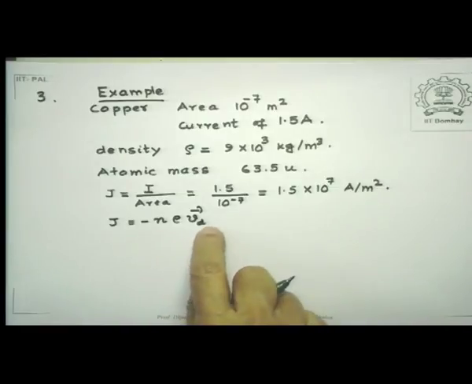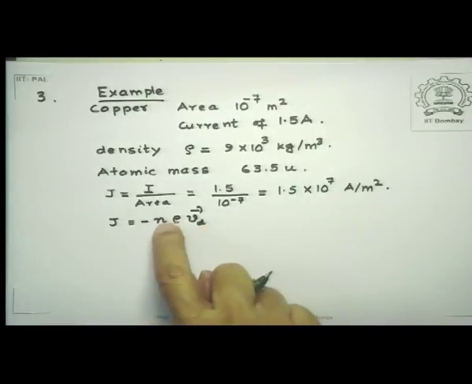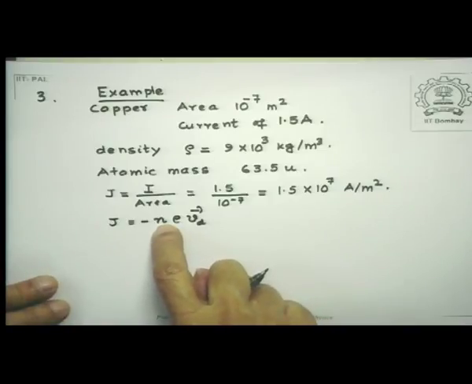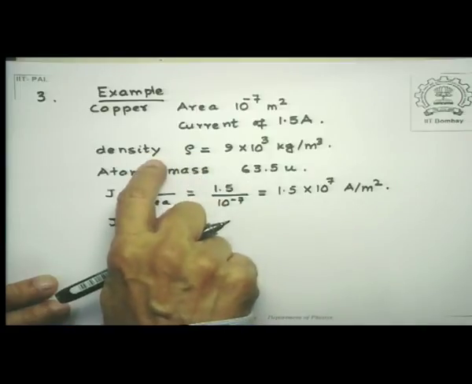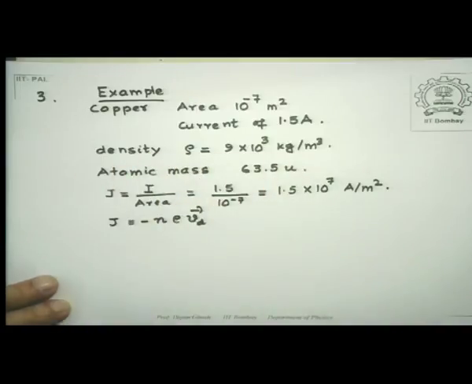So in order to calculate the drift velocity, I need to obtain the electron density, the number density of electrons in the sample. Remember that what is given here is the mass density of the sample, which is 9 into 10 to the power 3 kg per meter cube. Now in doing so, I need to recollect a little bit of chemistry for you.